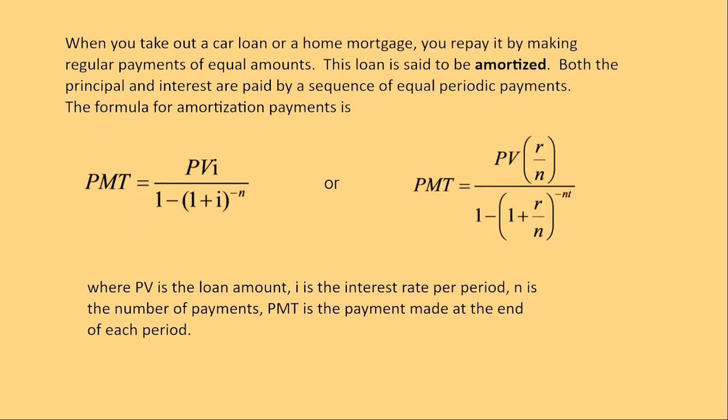When you take out a car loan or a home mortgage, you repay it by making regular payments of equal amounts. This loan is said to be amortized. Both the principal and the interest are paid by a sequence of equal periodic payments. The formula for amortization payments is these two formulas. Again, these formulas are the same. We've used all of these variables in the previous formulas. And again, the I represents R over N. This N represents the number of pay periods times the time.